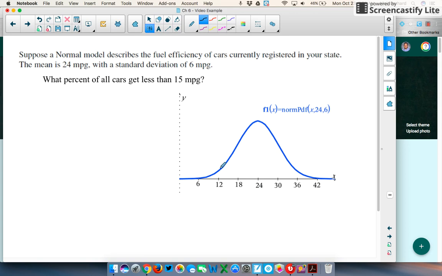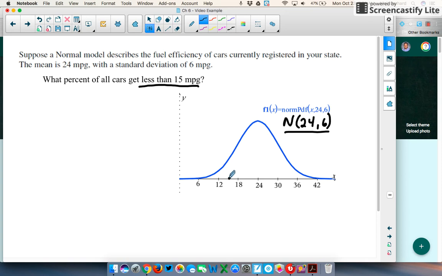Just wanted to go over a couple quick things about how to find probabilities using the standard normal model. So the first thing we're going to do is say, okay, what is the probability that, or what percent of all cars get less than 15 miles per gallon? Now, we already know that this is a normal distribution with a mean of 24 and a standard deviation of 6. So we always write this, telling us the parameters and what type of model it is.